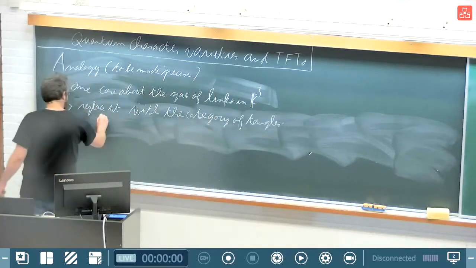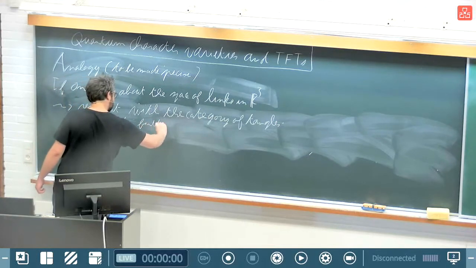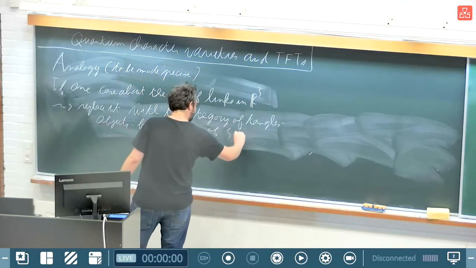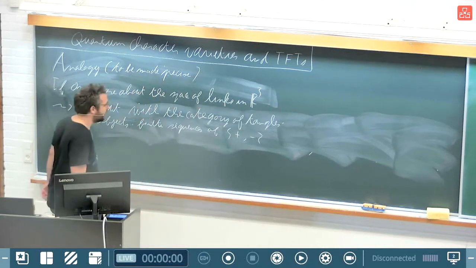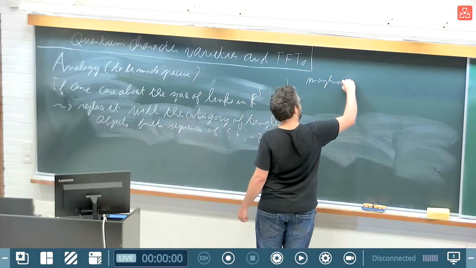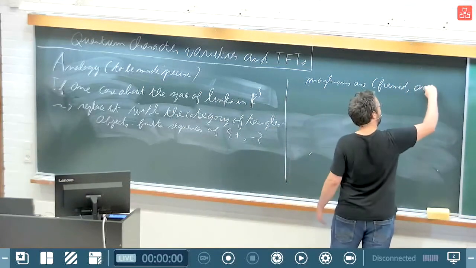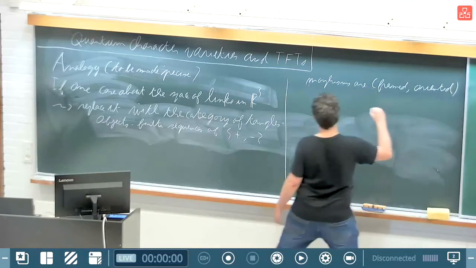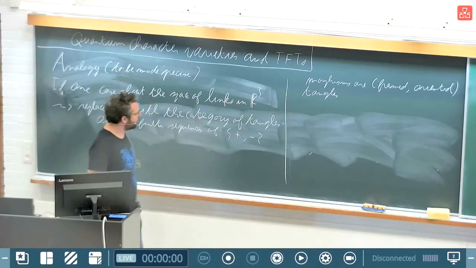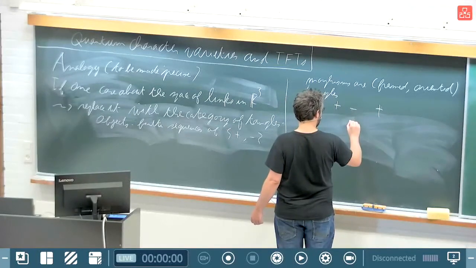This category has objects, finite sequences of symbols plus and minus, and the morphisms are, and I should say framed, whatever that means, don't worry about it, oriented tangles. And basically a tangle is just a piece of a knot. So something like that, I don't know. This is an example of a tangle, let's say.